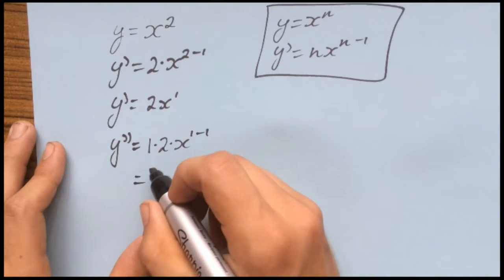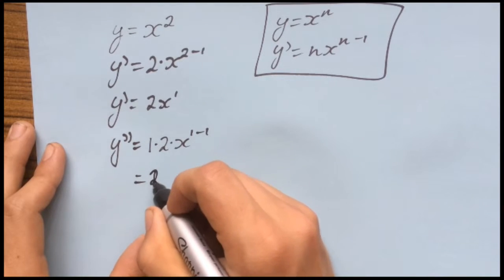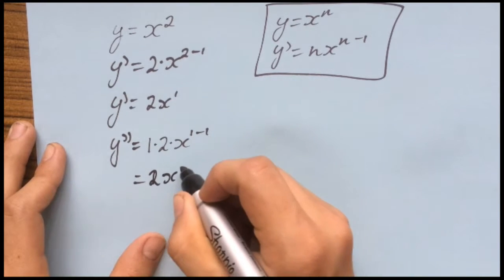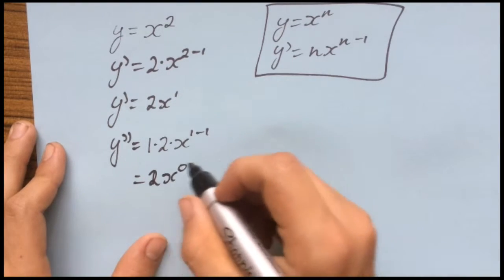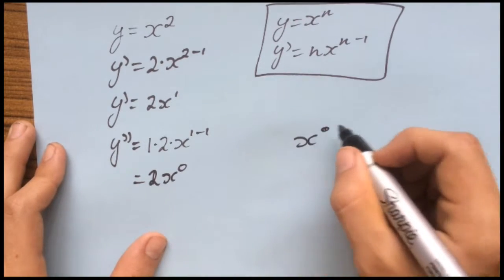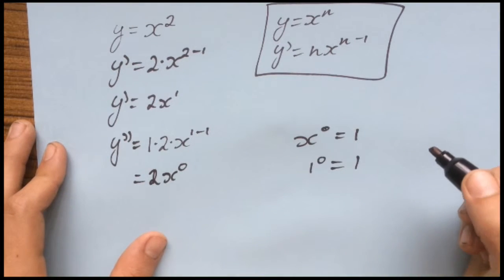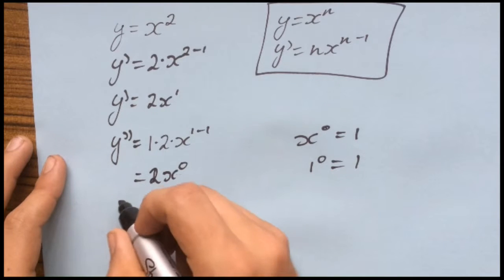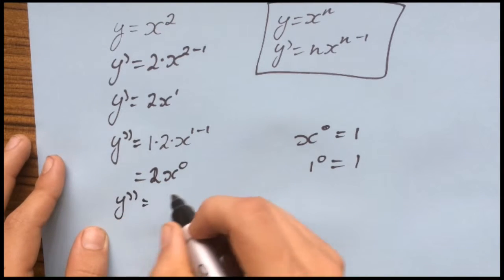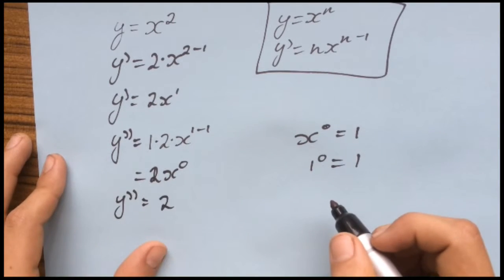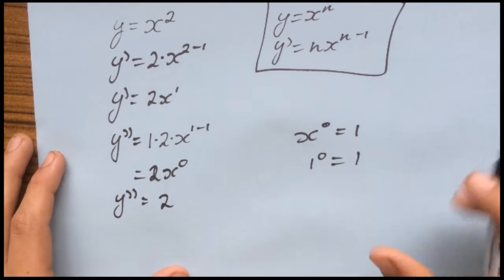Simplify that further. You have 1 times 2 is 2 times x to the power of 0, because 1 take 1 is 0. When you have x to the power of 0, that equals 1, just like 1 to the power of 0 equals 1. Simplify that even further, and you are left with just 2, because 2 times 1 is 2.